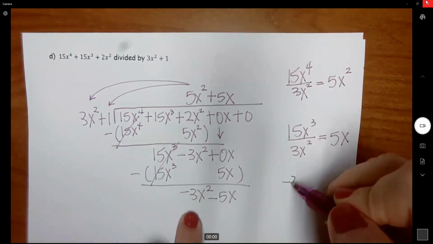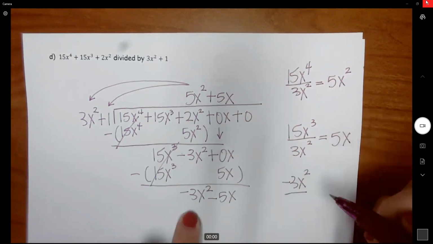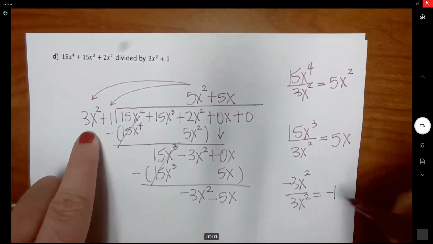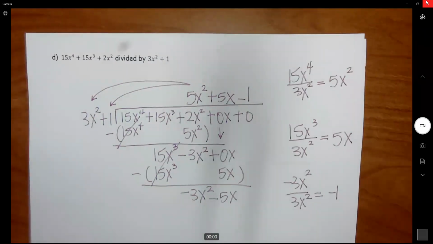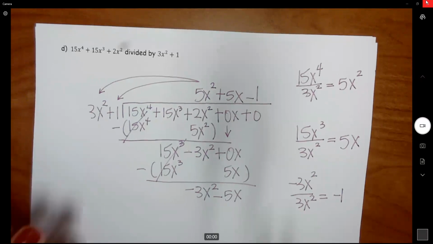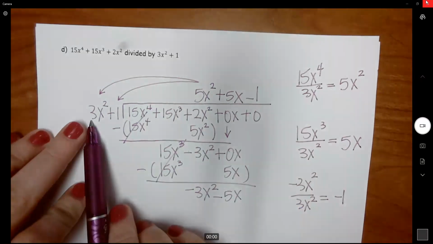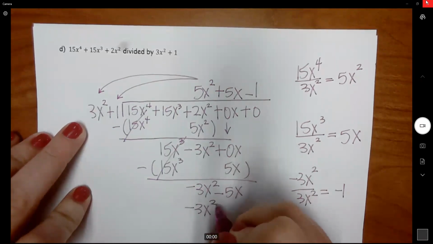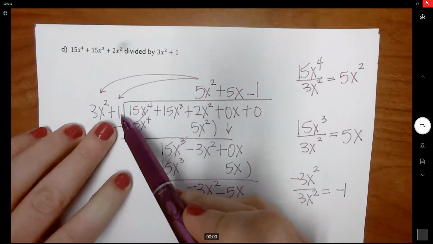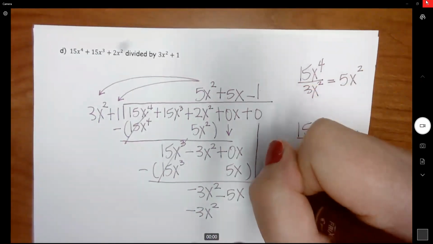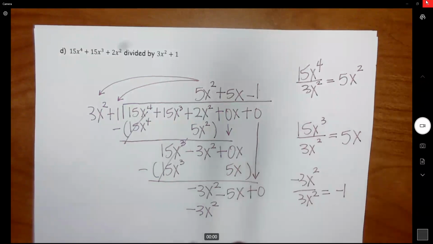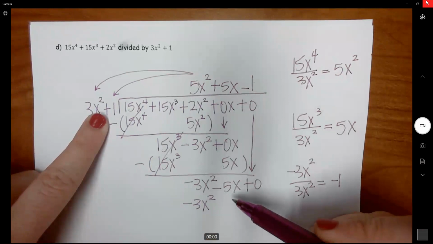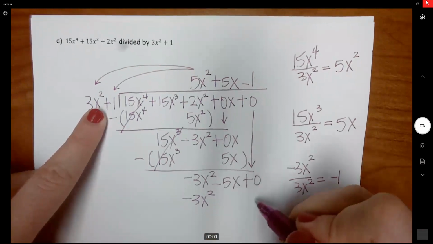First term, negative 3x squared divided by first term here, which is going to leave me with a negative 1. Negative 1 times 3x squared is negative 3x squared. Negative 1 times 1, and I should have brought this down, right? Negative 1 times 1 is negative 1, so don't put that below an x. It's going to come over here.